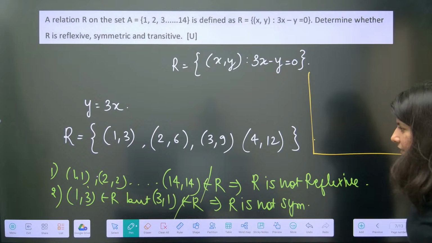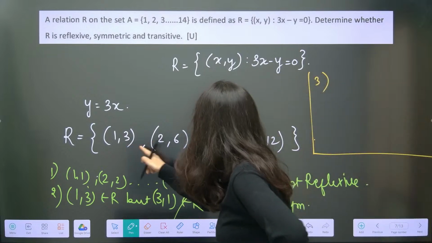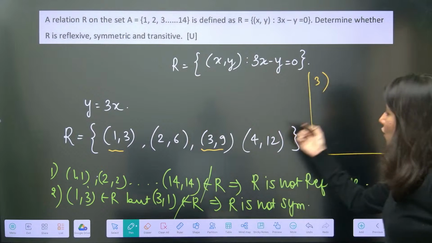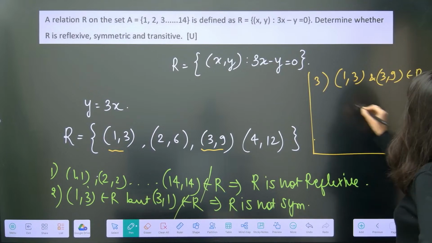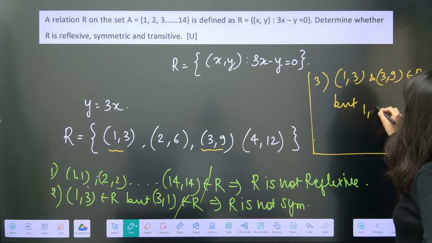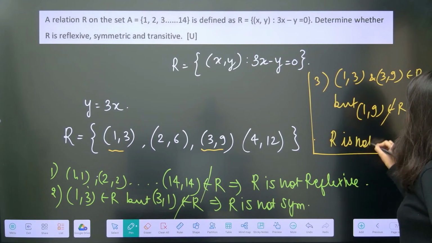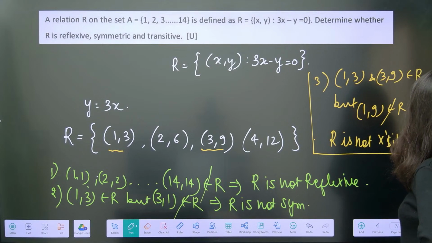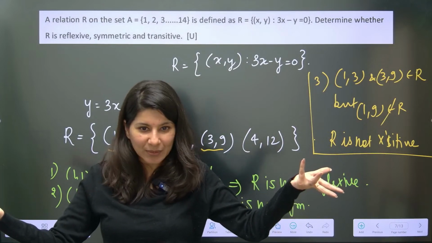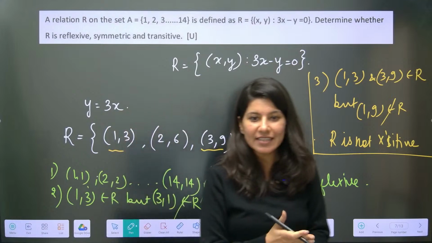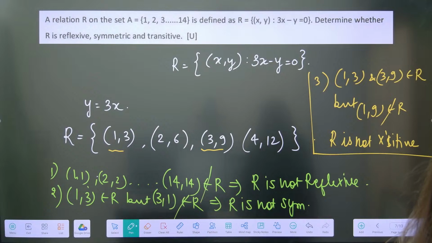R is not symmetric, guys. Then the third thing, transitive. See 1 comma 3 and 3 comma 9. Can you see this? It is very obvious. 1 comma 3 and 3 comma 9 belong to my relation R, but can you see 1 comma 9 is missing? It is not there. So R is not transitive as well. Yes, Kavya, absolutely, you guys are right. It is not reflexive, not symmetric, nor transitive. Have a look. Let me know if you have any doubts.